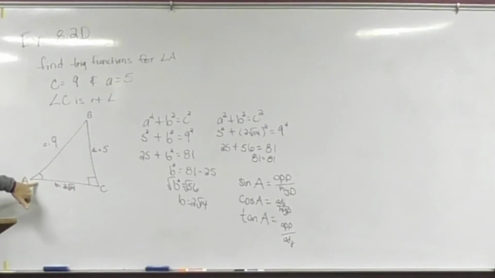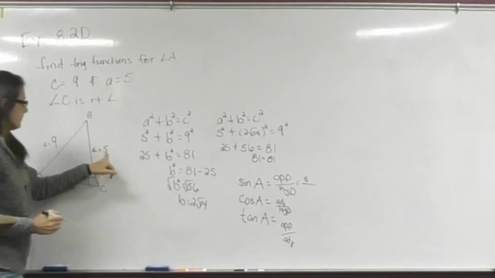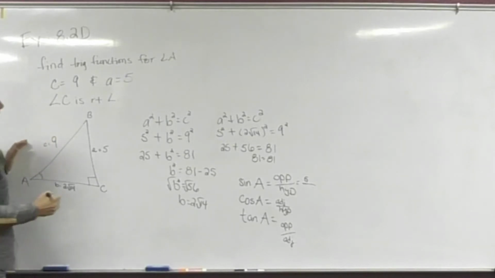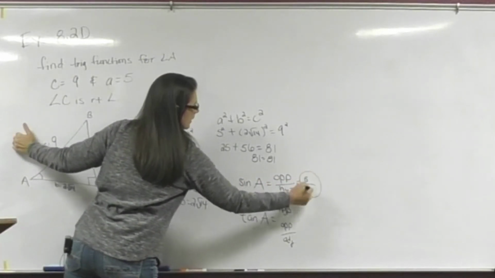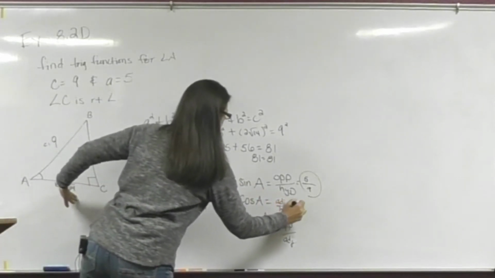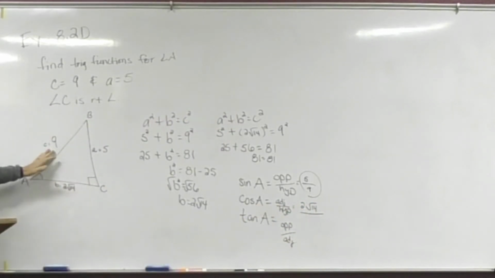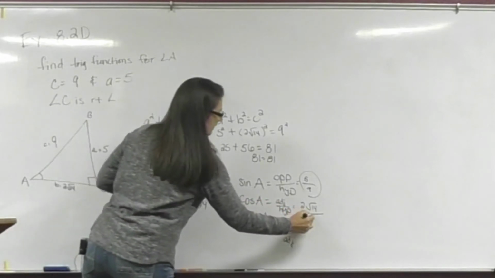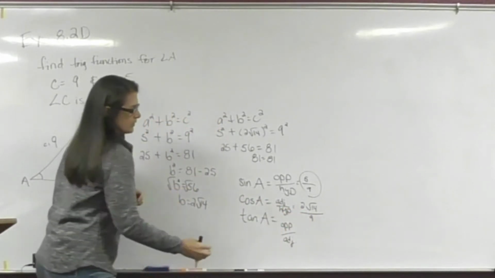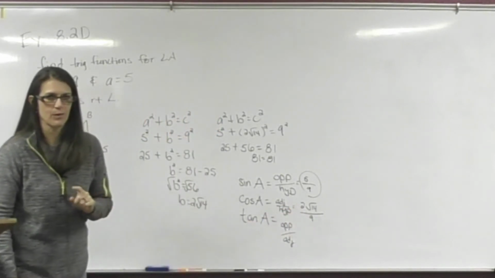So opposite is 5. So plug 5 in there. Hypotenuse is 9. That will not simplify. It's as simple as it gets. And the cosine is adjacent, so that's this, 2 square root of 14 over hypotenuse, which is 9.